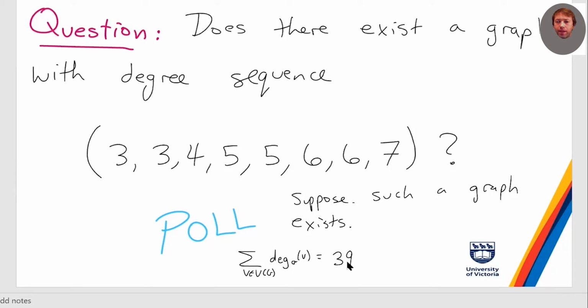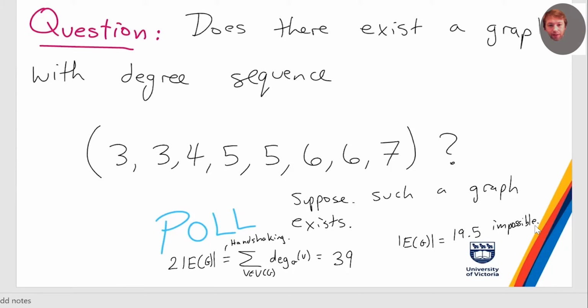But that's problematic, isn't it? Because by the handshaking lemma, the sum of the degrees is twice the number of edges, right? So this equality is by the handshaking lemma. But then that would mean that the number of edges is like 19 and a half. It's 39 divided by 2. That's impossible, right? There's no such thing as a half edge. So actually, the answer is no, there doesn't exist any graph with this degree sequence.